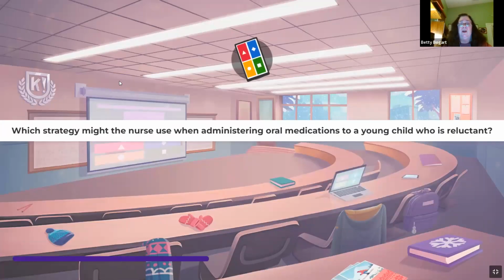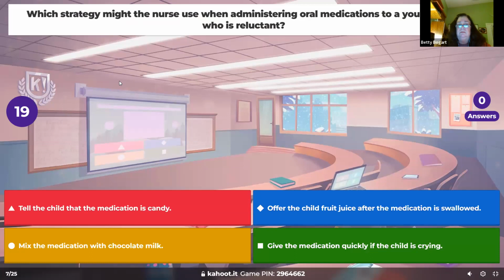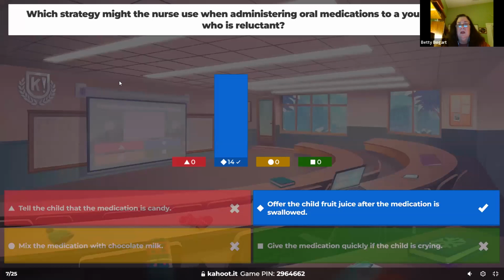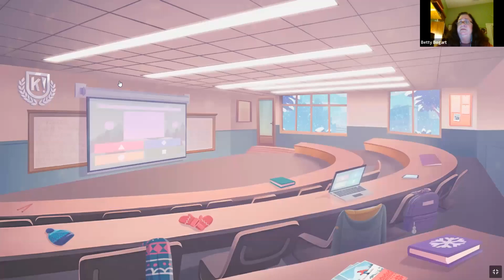What strategy may the nurse use when administering oral medications to a child who's reluctant? So it's sort of a reward, right? Give them fruit juice, or I've got a popsicle when you're done if you take it, or I've got a sticker, something. It does work with children. Very good.